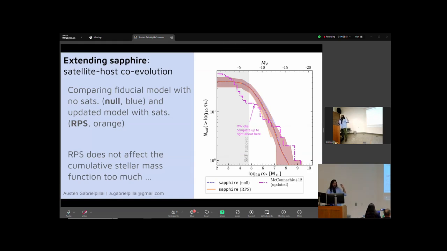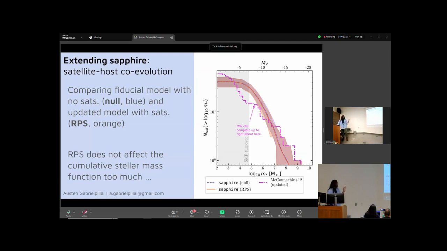It's a little hard to see on this plot right here, but between our medians for this distribution, which are the lines, and the 16th to 84th percentile, which is the shaded region, there is some minor effect from adding our additional physics. You can see that this orange line, which is our updated model, shifts slightly to the left. But you don't see that big an effect in the cumulative stellar mass function. We are overall still matching the Milky Way pretty nicely up until about the reported completion limit.